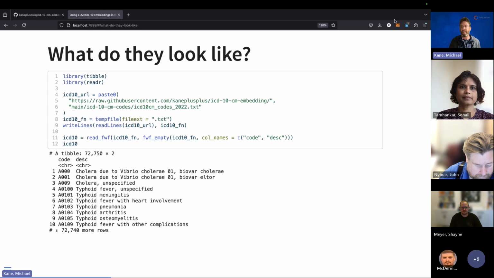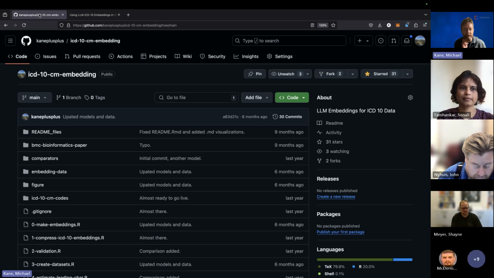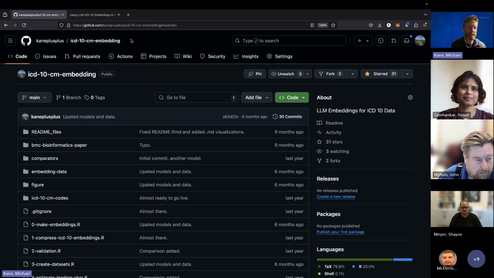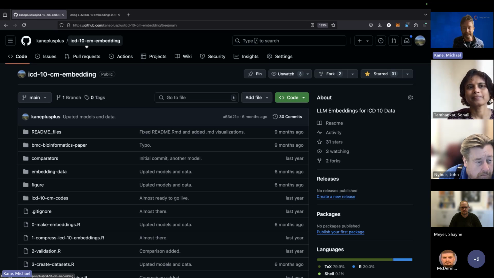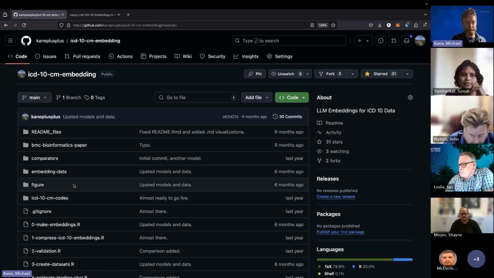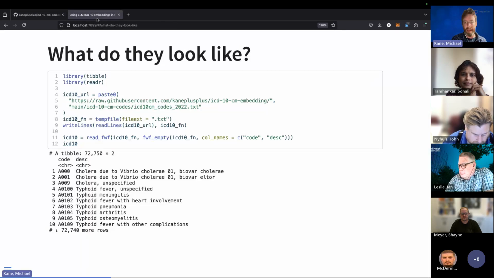All right, so like I said, I am going to show a little bit of code, and I'm going to make use of this repository that we put up to accompany the paper. My handle on GitHub is Kane++. I used to program a lot in C++. So that's my handle. And this repository, it is public, and it's called ICD-10 CM Embedding. All of the artifacts and analyses that I'm going to show here are reproducible from this repository. And if people end up having questions about it, I'm happy to answer.